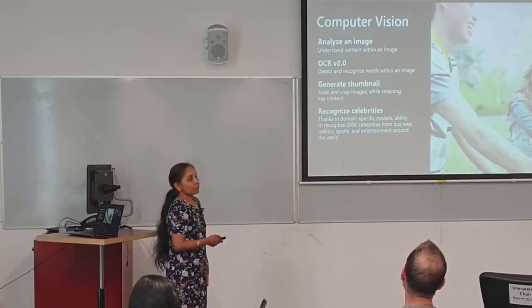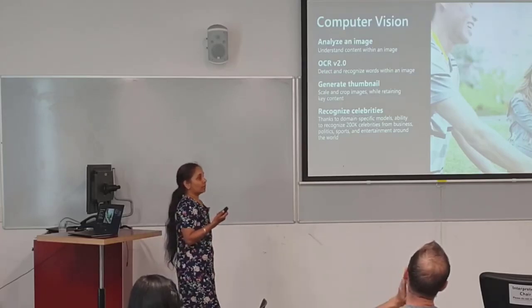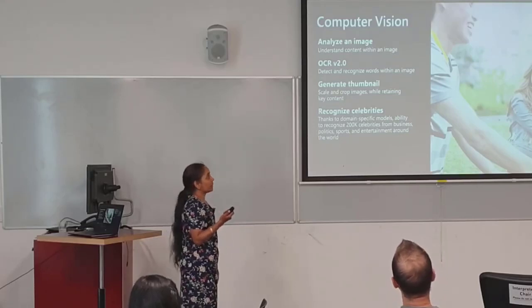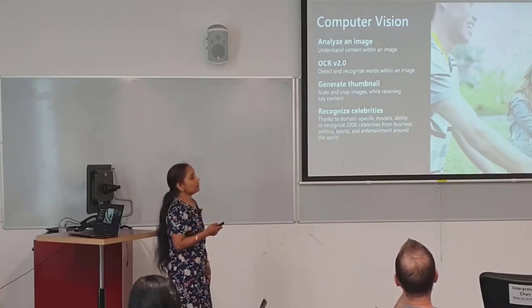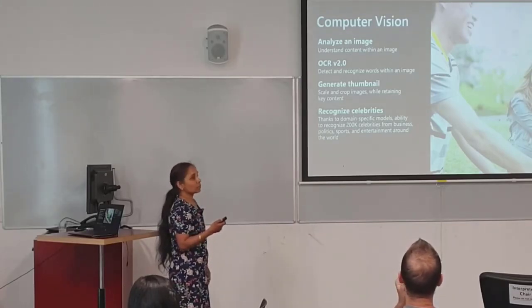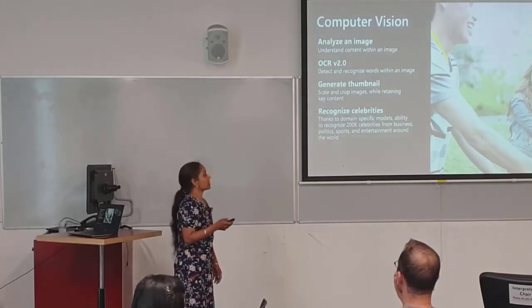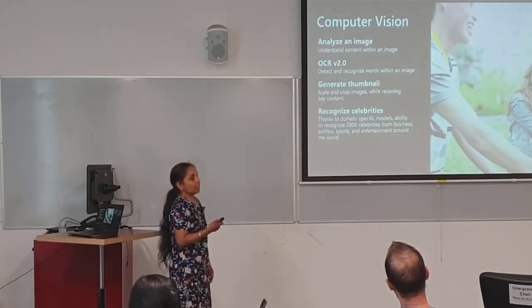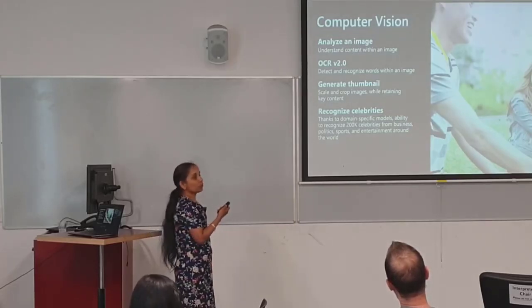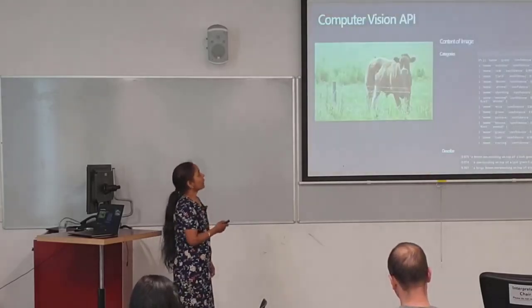So the computer vision API helps you to analyze an image, and also if you upload any document that has text, it converts the text into a set of words, which you have seen in Wagner's session. And also it generates a thumbnail, and also it recognizes celebrities. I'll show you a website shortly on that.